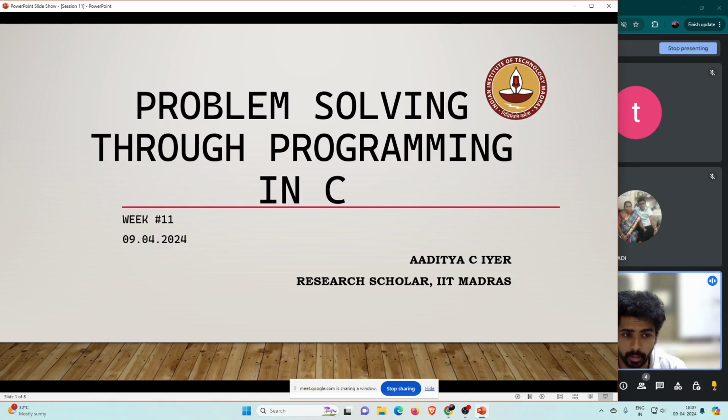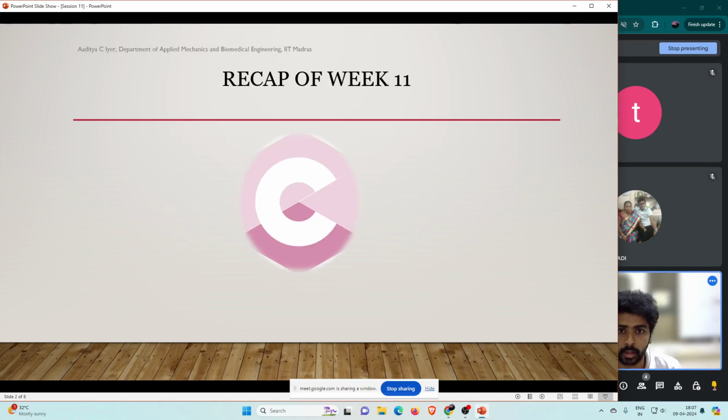Welcome to week 11 of Problem Solving through Programming in C, live NPTEL interaction sessions. Let's start with a recap of week 11. First we looked at interpolation data. If you know the values of a function at different points, we can interpolate. We can get a value in between two known values of that function using interpolation.